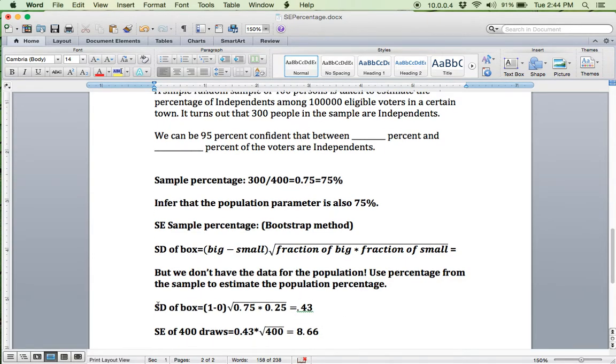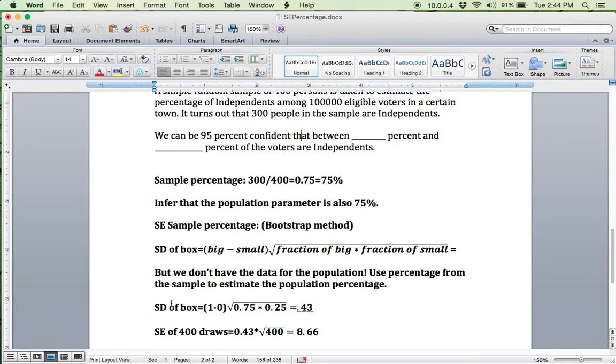So to get the SD of the box, we're going to estimate the fraction of the big to be 75%. That's what we found out from the sample. The fraction of small is 25%. These are the independent. These are not independent. If you do that, the SD of the box is approximately 0.43.